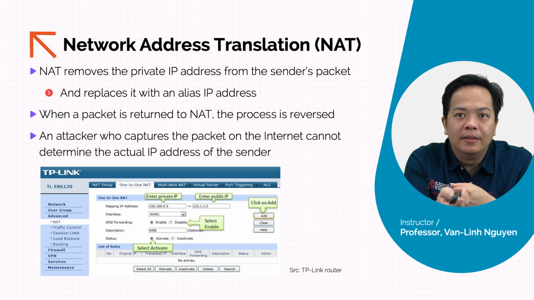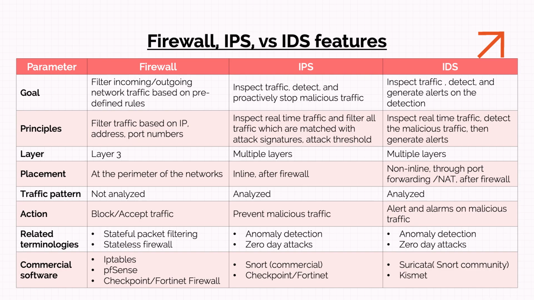So the user outside cannot access. Here are the firewall, IPS, and IDS filters. You can see the different filters and different functions for firewall, IPS, and IDS. So the key point is the principle of how you can filter the traffic.